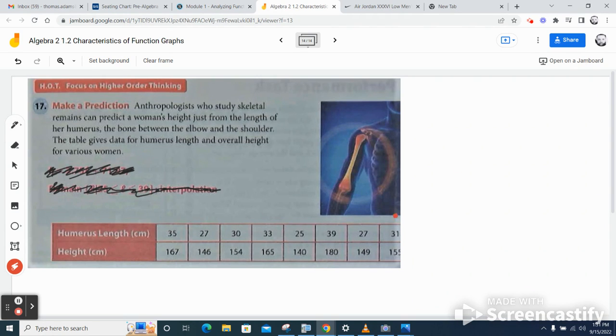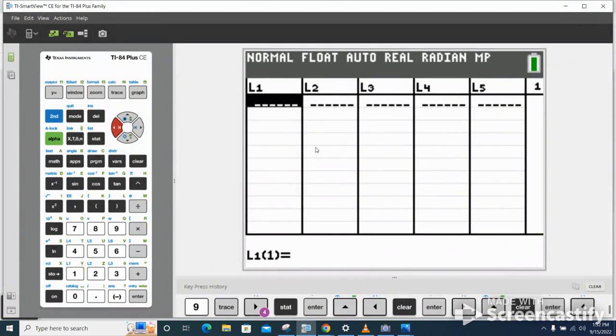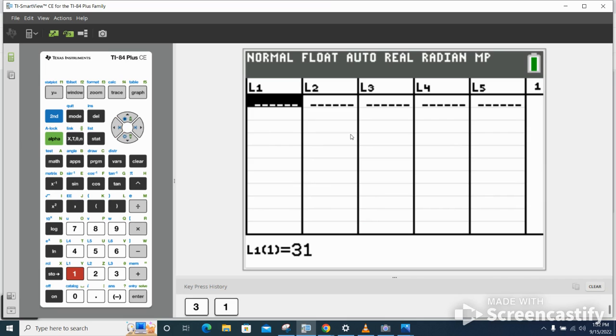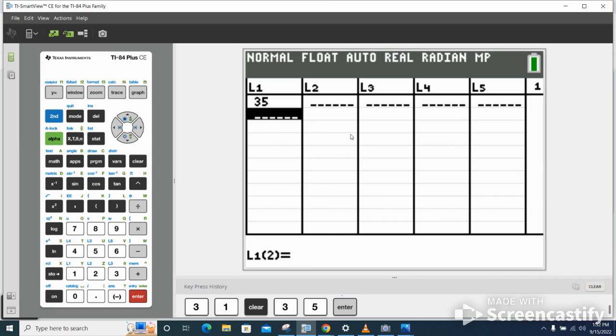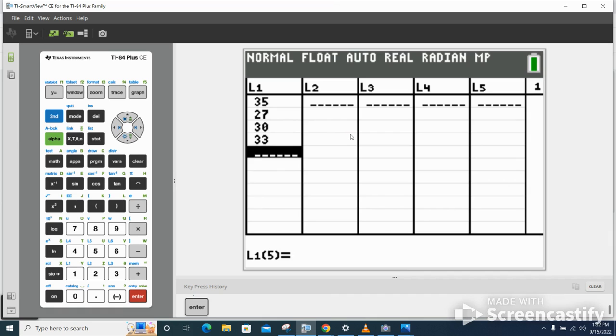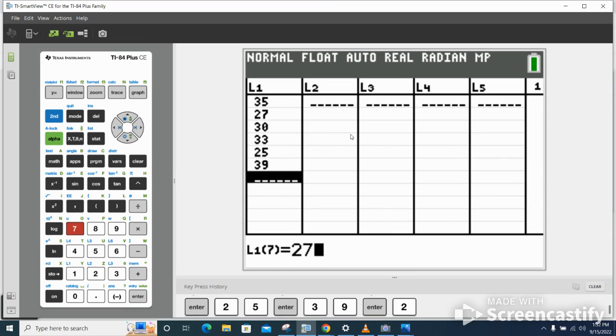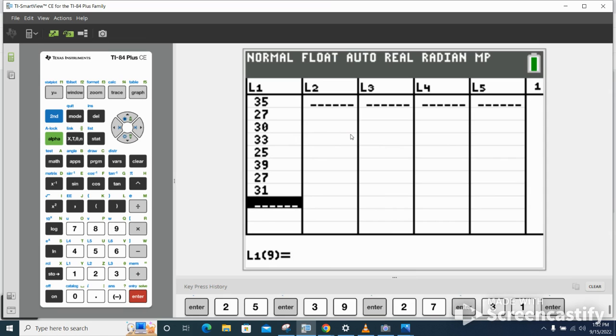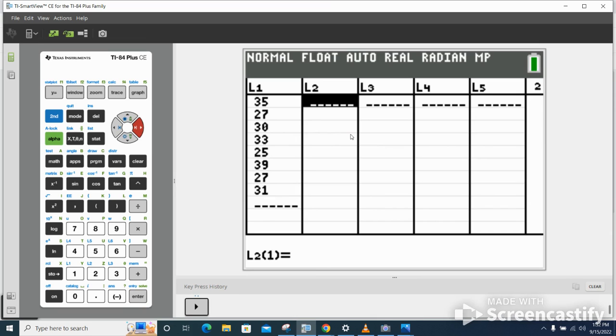But that was correct. So for our x value, L1, we're going to enter in all these items. So I'll just enter those into my calculator, and you can see them on my screen. Or just look in your book on page 21. Let me move my book a little closer so I can see it. So it's 31, yeah? No, 35. Off to a bad start. 35, 27, 30, 33, 25, 39, 27, and 31. I think that's right. I don't know. We'll find out in a second.